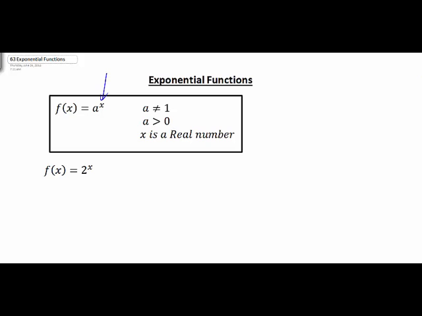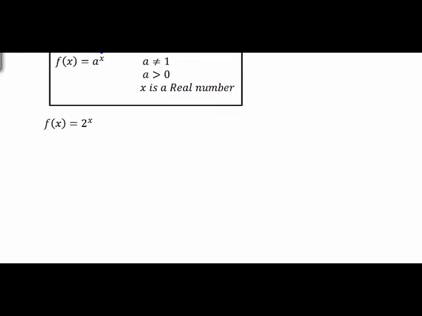So let's look at an example of this and see what we have. f of x equals 2 to the x. If we look at graphing this particular function, we could simply make an xy chart just like we have in the past. I'm just going to start by picking values for x, and I'm going to start with letting x equal 0.